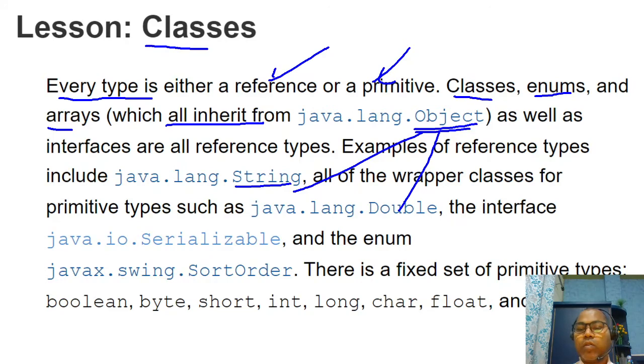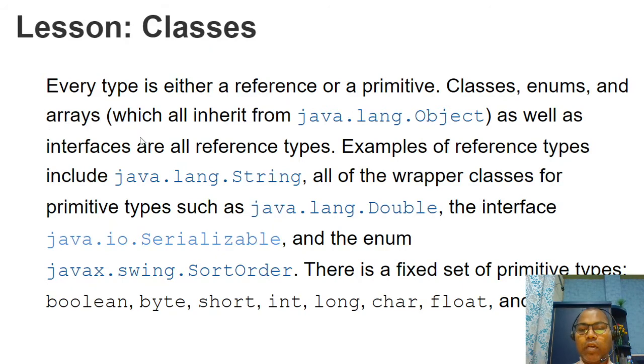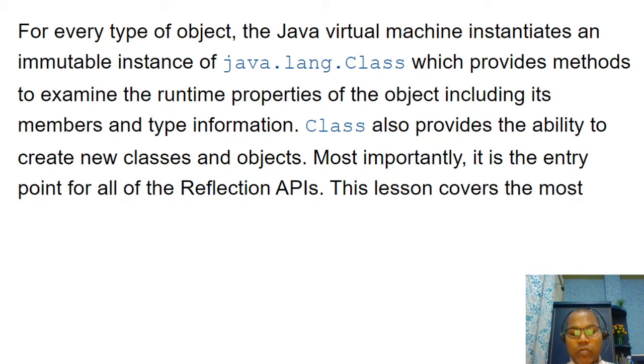If you are talking about the primitive types, these are the primitive types: boolean, byte, short, int, long, and char. So how can we find these details? If you want to find some detail about your double object, how will you do it? First we have to find out the class for each type.